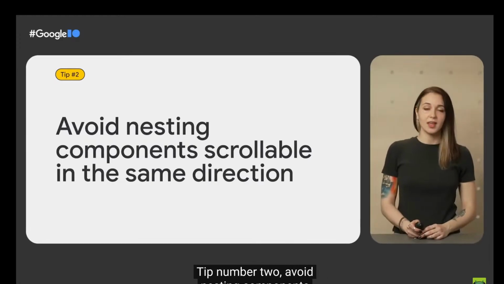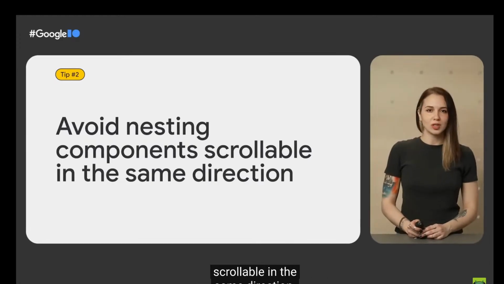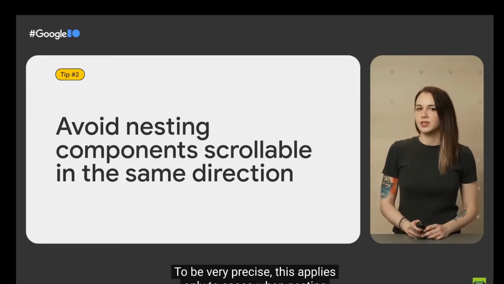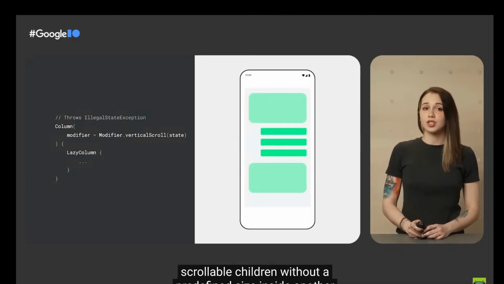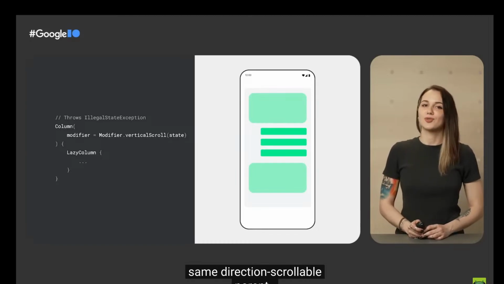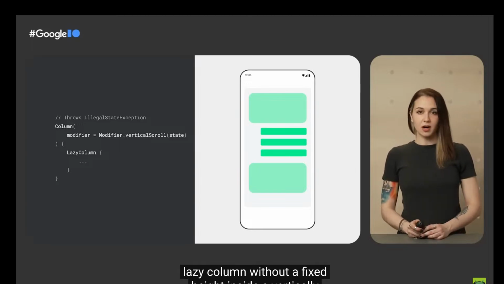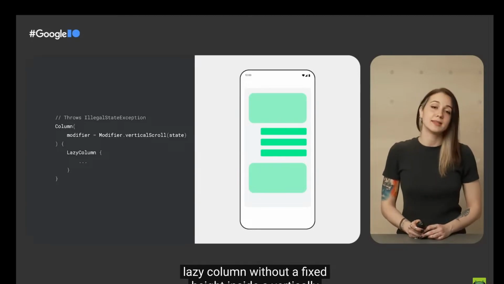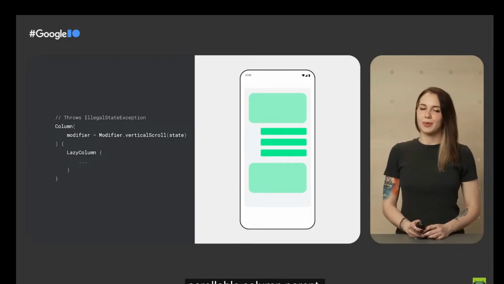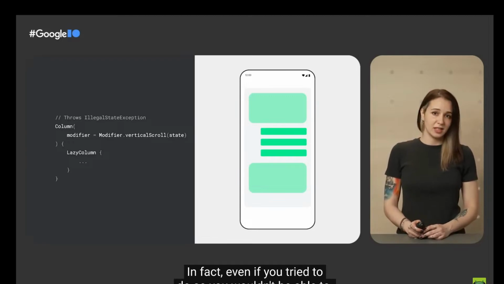Tip number 2. Avoid nesting components scrollable in the same direction. To be very precise, this applies only to cases when nesting scrollable children without a predefined size inside another same direction scrollable parent. For example, trying to nest a child lazy column without a fixed height inside a vertically scrollable column parent. In fact, even if you tried to do so, you wouldn't be able to.